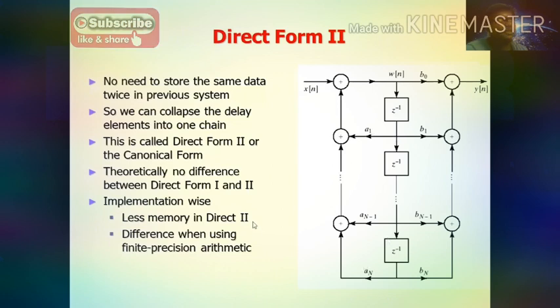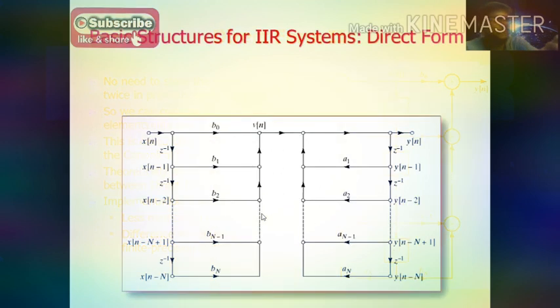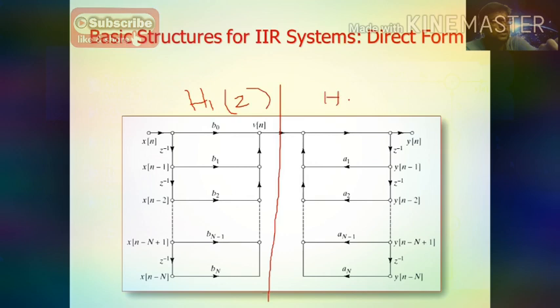Next, we move on to the general structure. Let us see how the structure will come. For your convenience, I will give one more direct form 1 structure. First, this is your H1 of Z, and this portion is H2 of Z. I take the pen and split it into two parts: H1 of Z and H2 of Z.